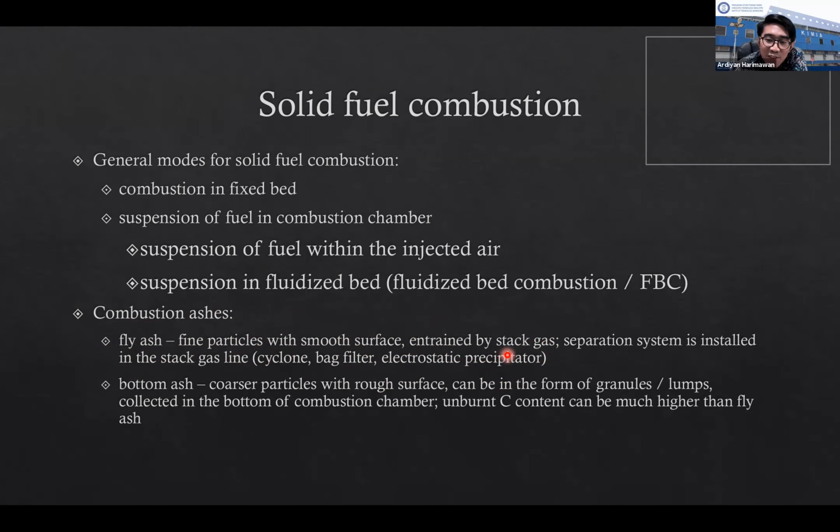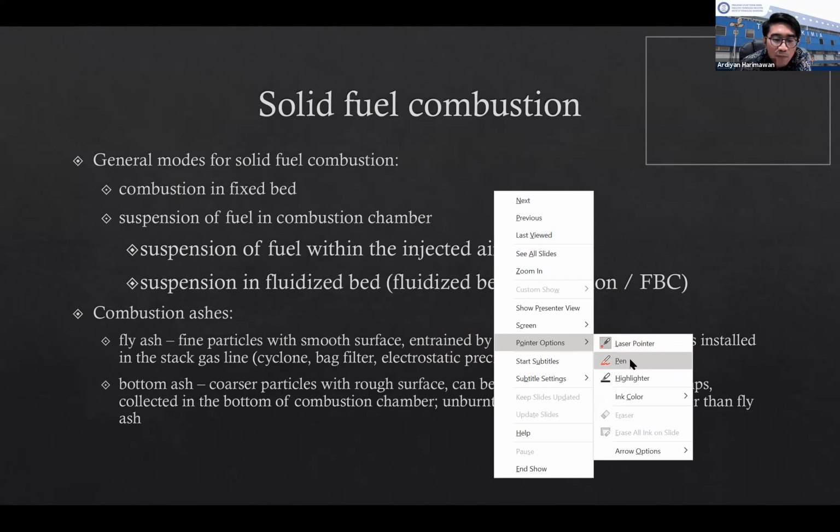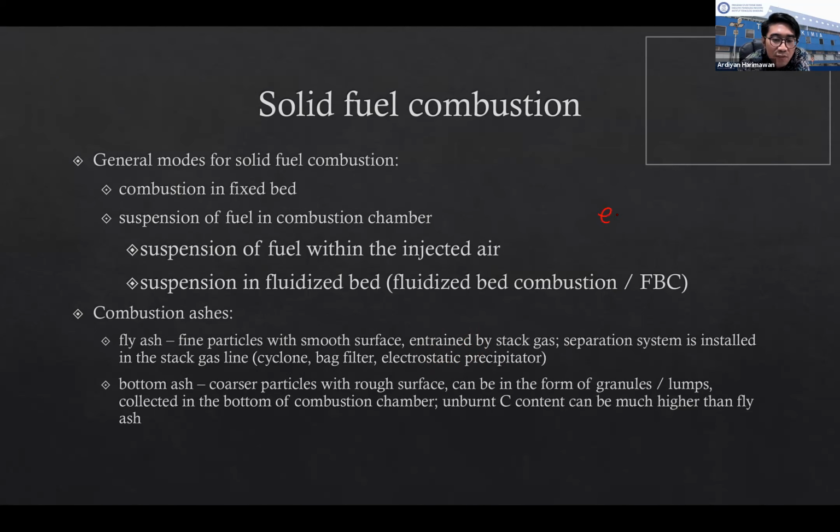You already get your OPD class, right? Separation. Oh, but I think, have you learned about the distillation column? The design of distillation column in separation process? Yes, sir. Have you heard about the entrainment? It's the same phenomena basically, but just the different phase. Entrainment.